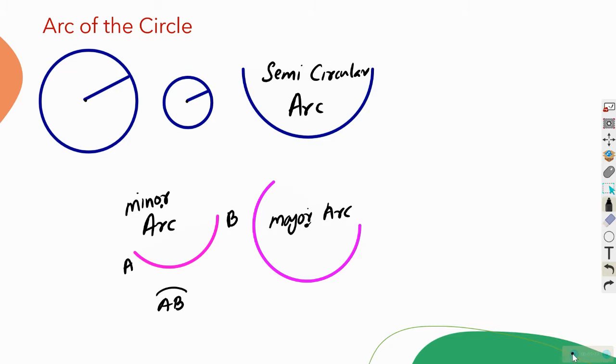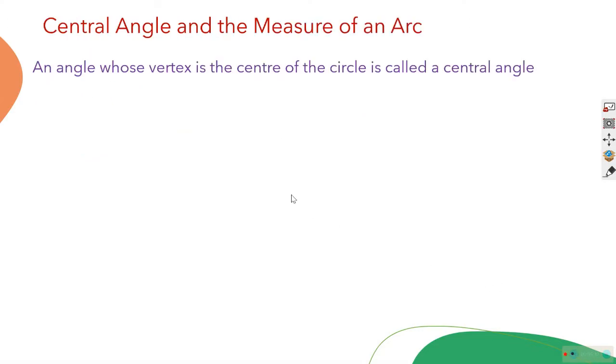Let me move ahead. Now we understood what is meant by arc of a circle. Now we are going to measure the arc. How big is it? Minor arc, major arc we understood. We can say small or big, but this small and big is an approximation, which is not in maths. How much is it, if it is small then how much? So we need to have some methodology of measuring it.